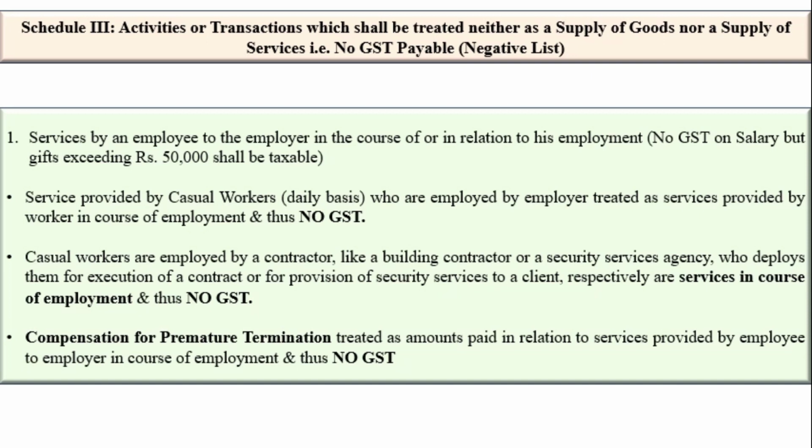First one, services provided by casual workers, on a daily basis, who are employed by the employer, are treated as services provided by the worker in the course of employment, and thus no GST is applicable on this type of transaction also. Casual workers employed by a contractor, like a building contractor or a security service agency, who deploys them for execution of a contract or for provision of security services to a client respectively, are services in the course of employment, and thus here also GST is not applicable because it is under the terms of contract.